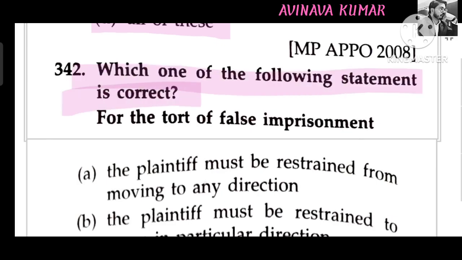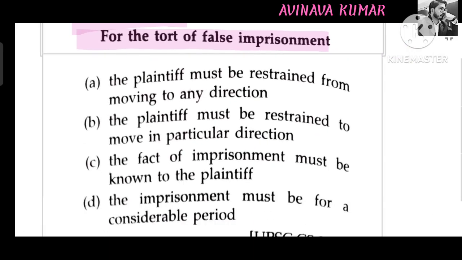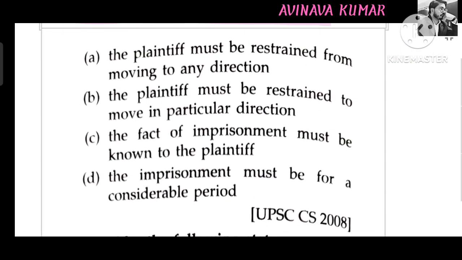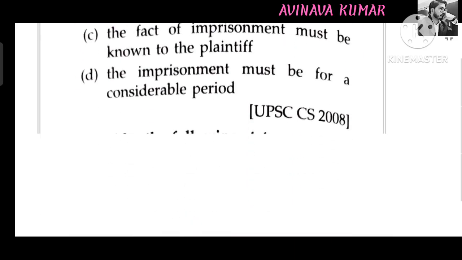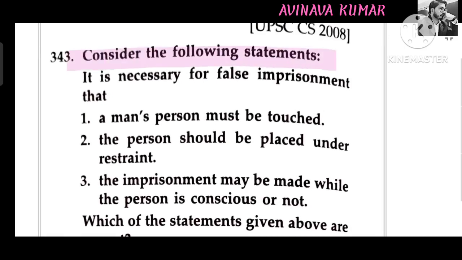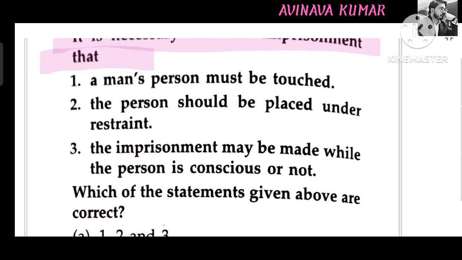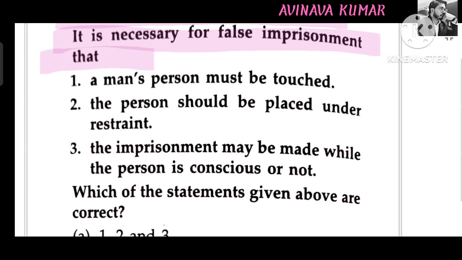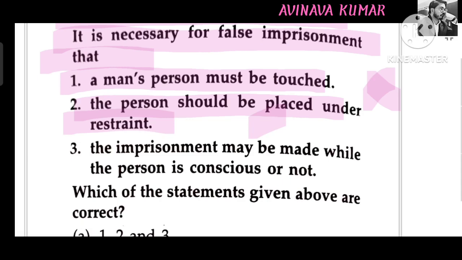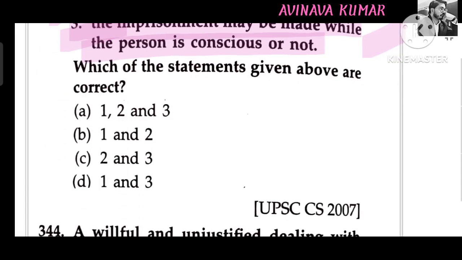Which one of the following statements is correct? For the tort of false imprisonment, the plaintiff must be restrained from moving in any direction. Consider the following statements. It is necessary for false imprisonment that the person must be touched. This one is not important. Person should be placed under restraint. Right. The imprisonment may be made while the person is conscious or not. Right. 2 and 3 are right. Answer is C.